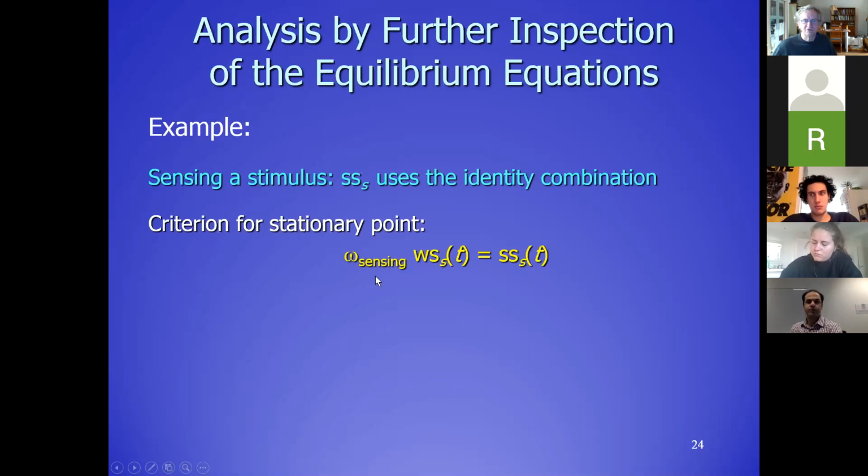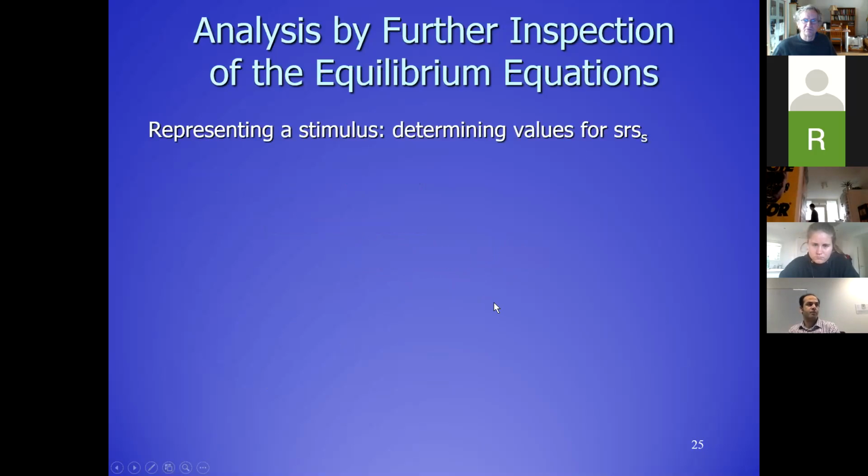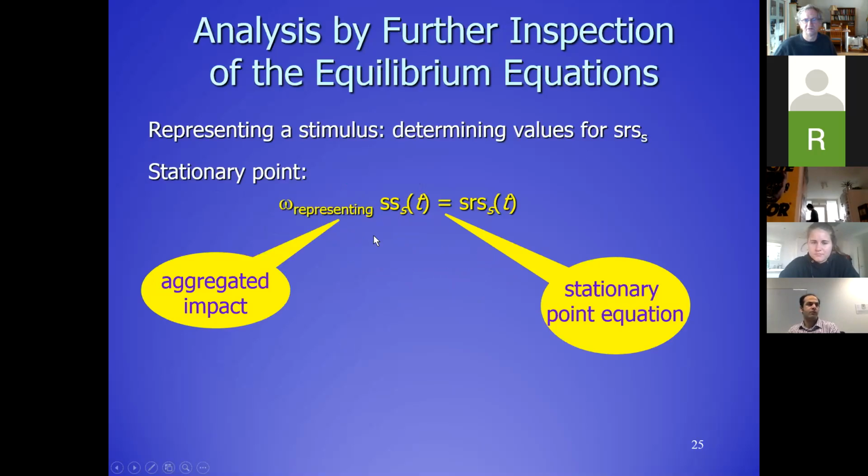The stationary point equation is like the SS state is the omega of the sensing times the world state values. So you have this equation, and this is the aggregated impact, or the single impact in this case. It's only one impact. And then we have this equation. For the next step, from sensor state to sensory representation state, we again have such an equation, another equation. It's also the aggregated impact equal to the value.